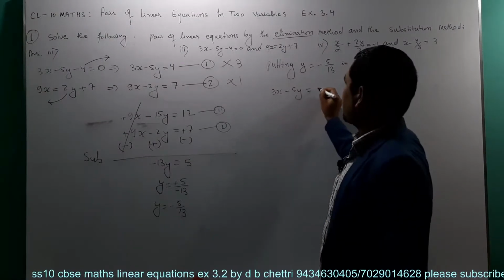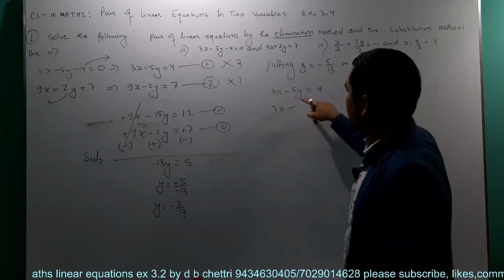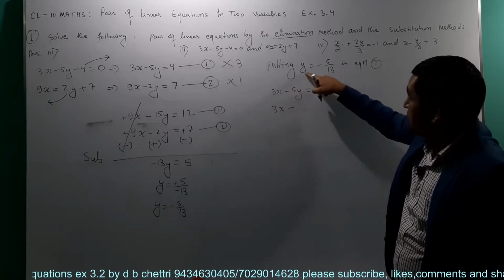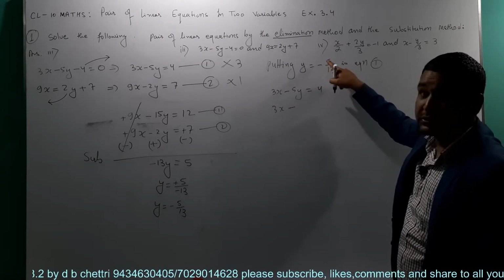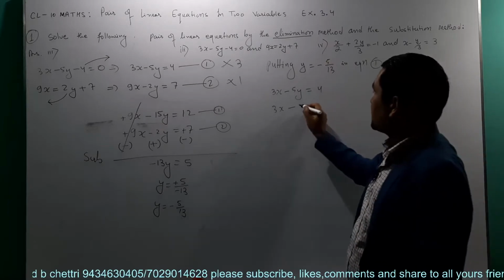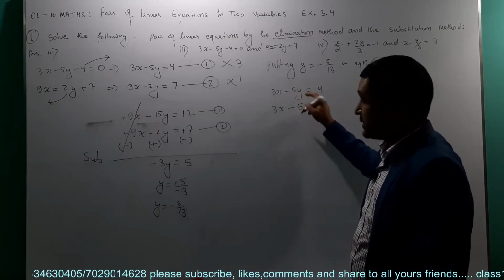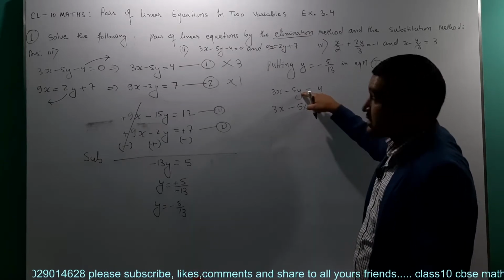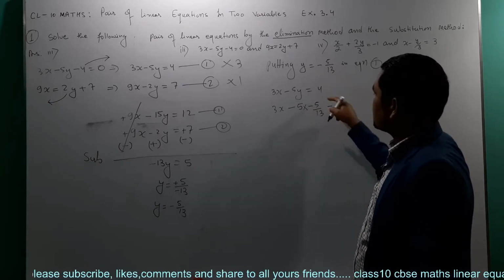3x minus 5y equals 4. Then 3x minus, now we are going to replace this y by its value. Y equals how much is there? Minus 5 upon 13. That means write the 5, after 5 there is y, that means they are in multiplication relation. Then replace y by its value. Its value is minus 5 upon 13.